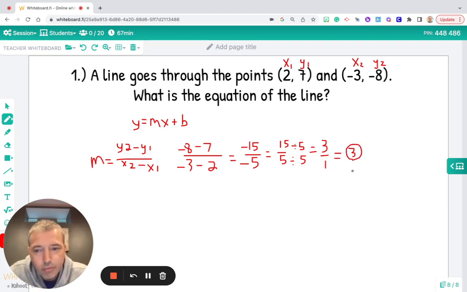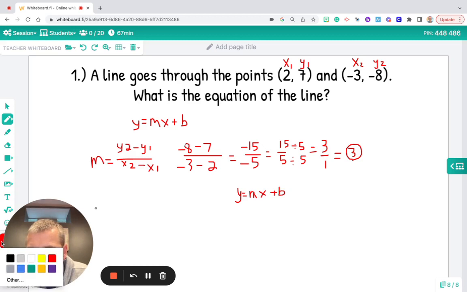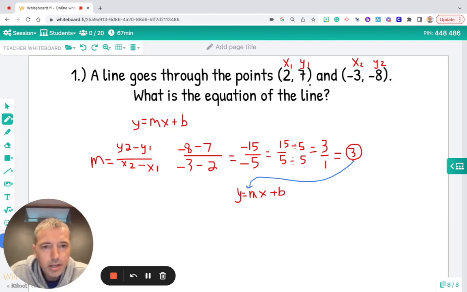Okay, now we need to figure out the y-intercept. So I'm going to write the equation one more time. y equals mx plus b. So I figured out m is 3. So I'm going to take that 3 and plug it in for m, right? And then I can use either of these coordinates for x and y, but I can't use one number from the first one and one number from the second. So I either got to pick the first coordinate or the second coordinate to use. Well, the first one looks easier because it's positives, right? So I'm going to take the 2 and the 7, and I'm going to plug the 2 in for the x, and the 7 is going to go in for the y.